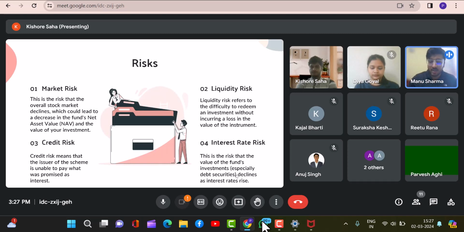It refers to the difficulty to redeem an investment without incurring a loss. So usually in ELSS schemes, we see that there is a lock-in period where you cannot easily redeem your funds. So those kind of schemes usually face liquidity risk. The FlexiCap fund is a pretty liquid fund. The liquidity risk for that is pretty low.